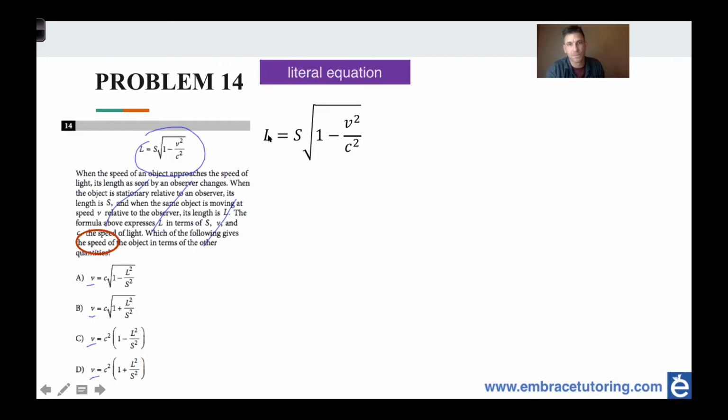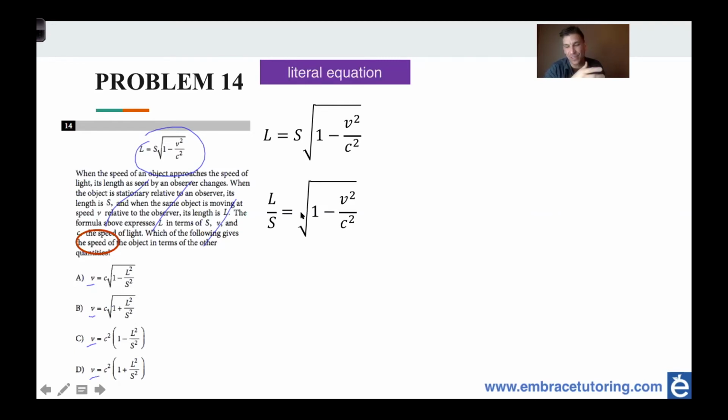Here's your literal equation. L equals s radical 1 minus v squared over c squared. If I divide both sides by s, then I get L over s equals radical 1 minus v squared over c squared. I would always intentionally use my answer choices as a guide, meaning that if I have L over S now, I would want L over S in my answer choices. That doesn't help me at all because all of these are L over S, okay?